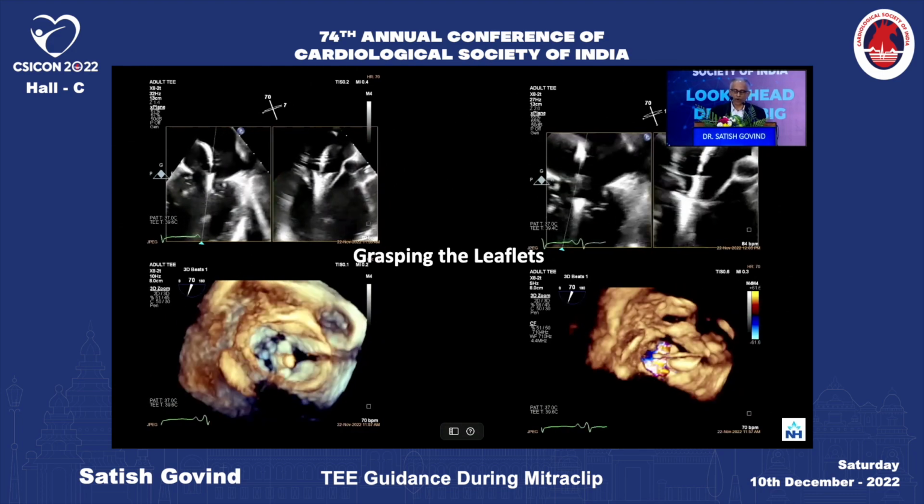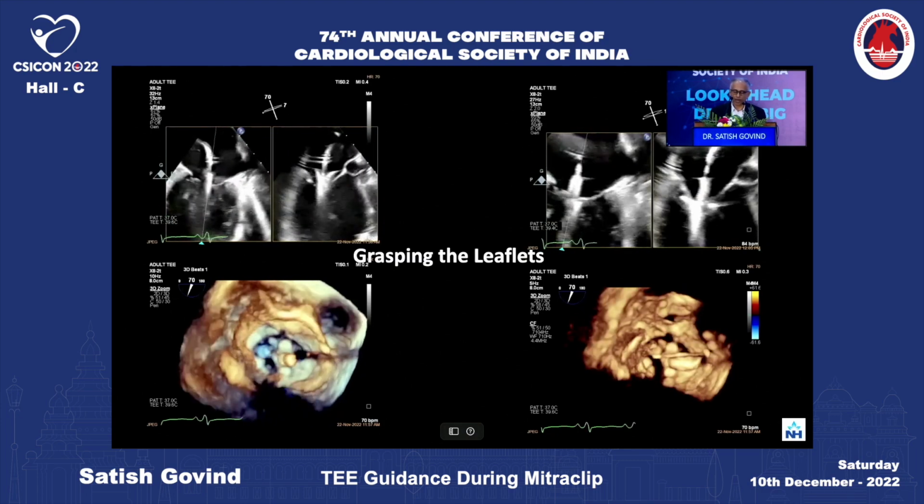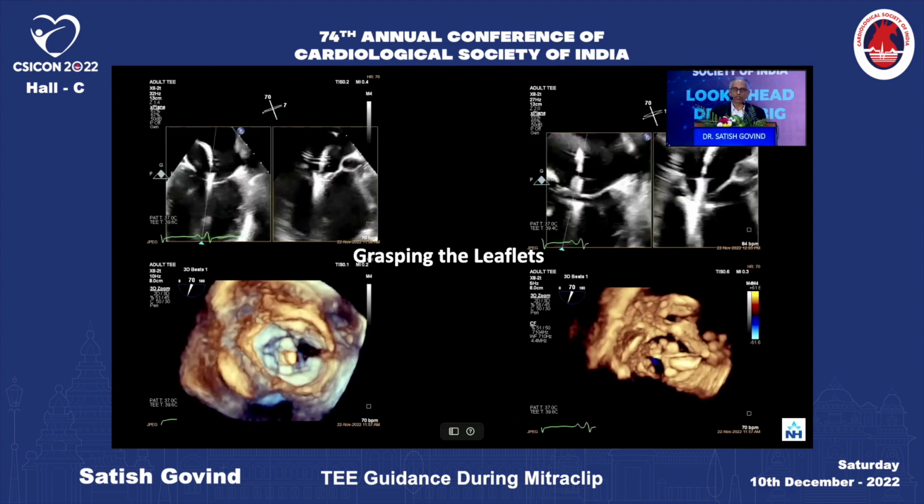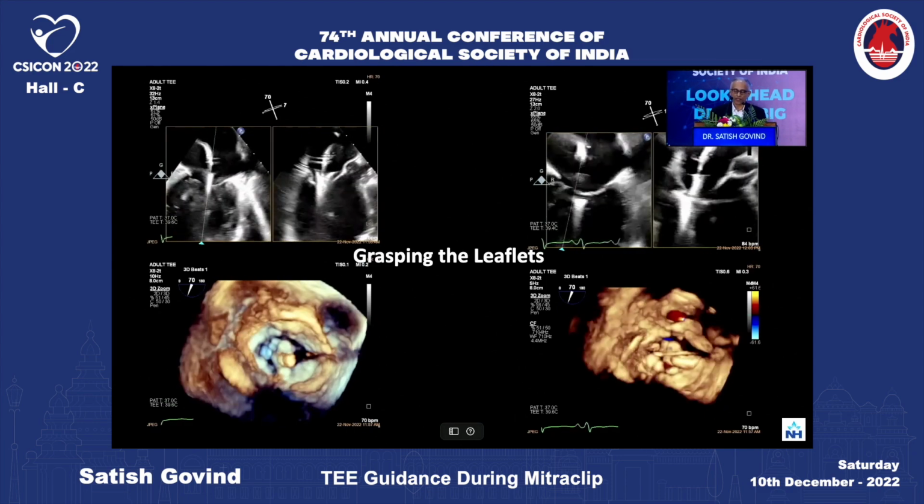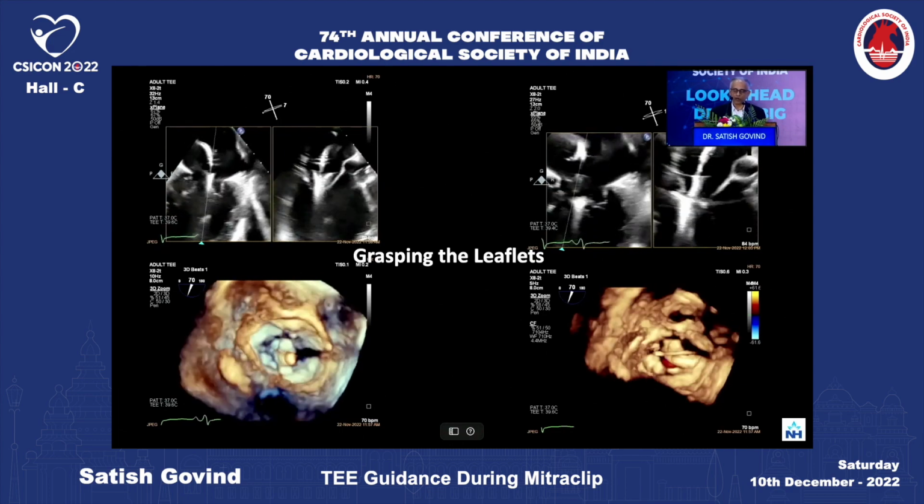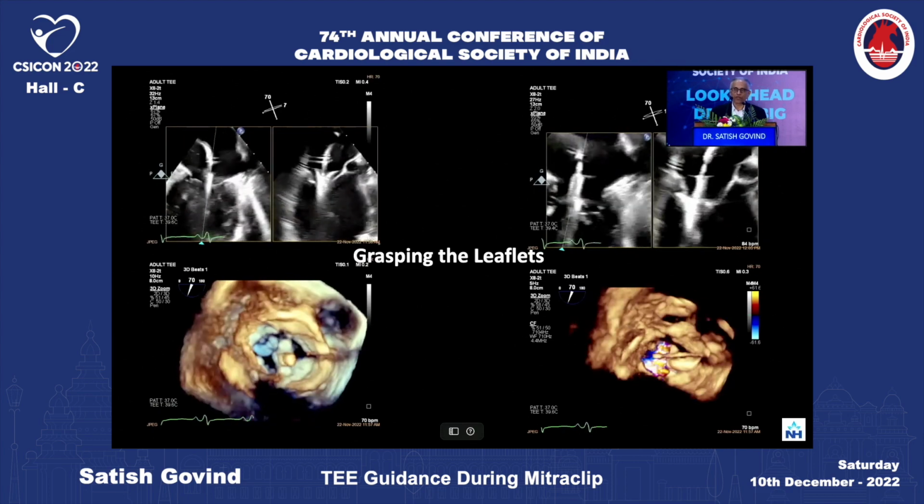So at this point, the left ventricle is being approached, and the main point is to catch these leaflets. As soon as the clip delivery system is beyond the leaflets, you don't want to go too deep in, you don't want to get into trouble with the chordae which is around. You gently move it up, and then you try to catch the leaflets.